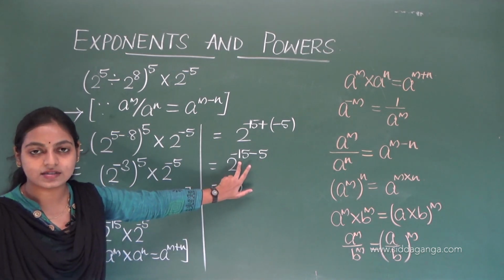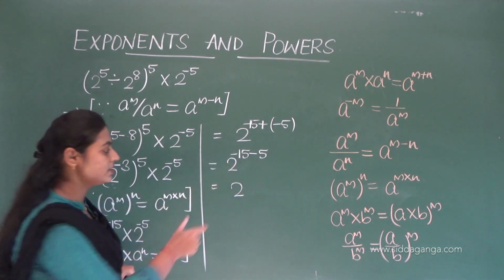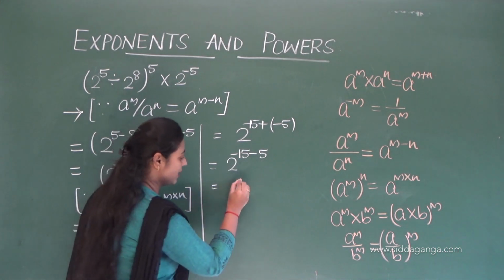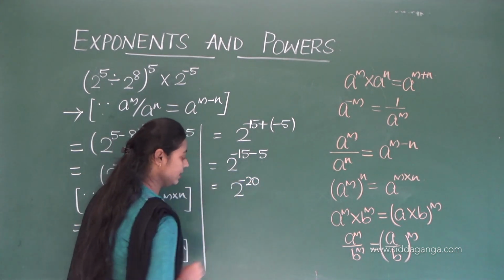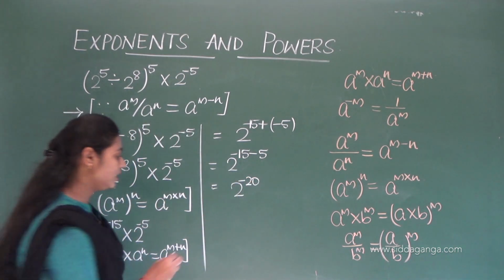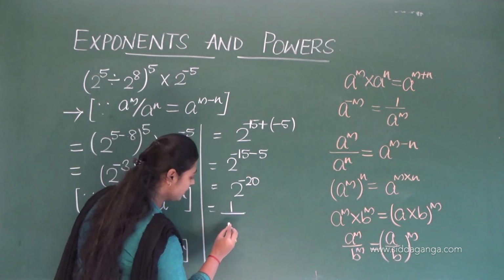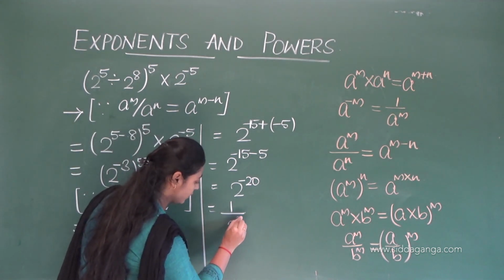When there are two negative numbers, we have to add those two numbers. So minus 15 minus 5 is minus 20. The exponent is negative, so you can write it as 1 divided by 2 to the power of 20.